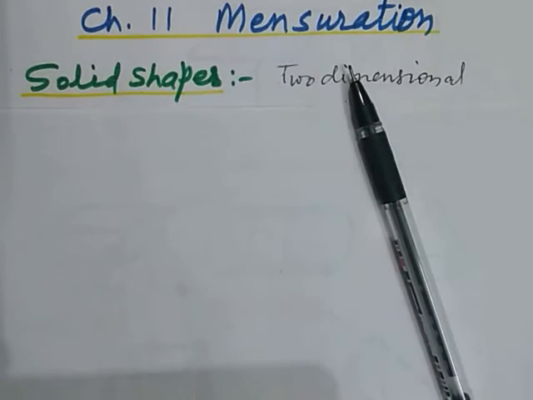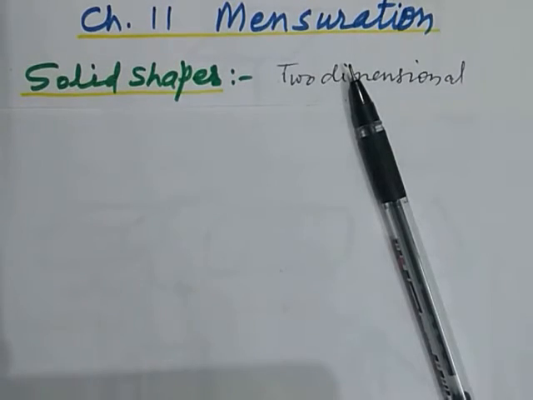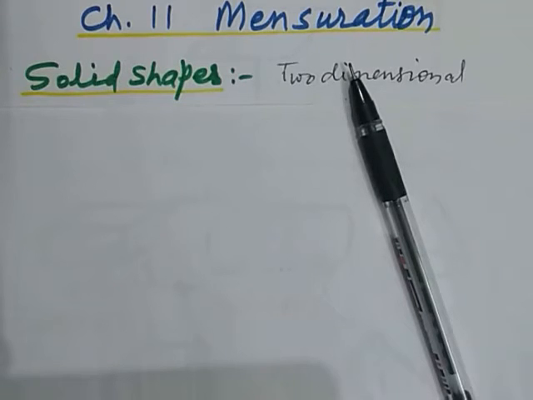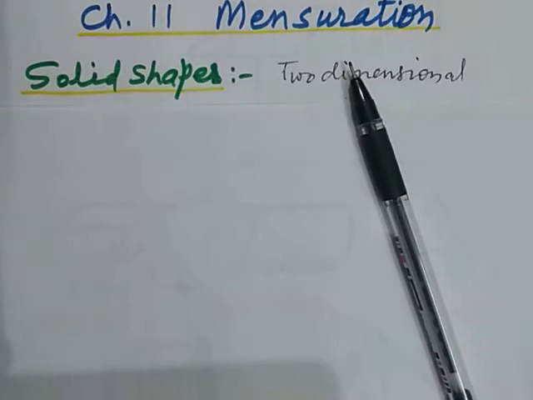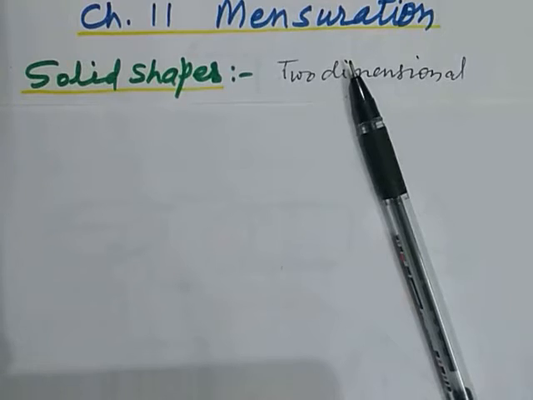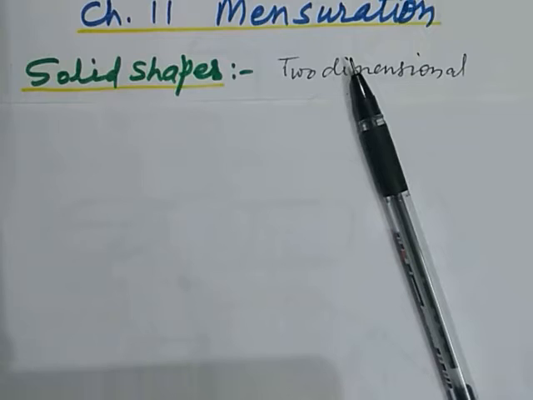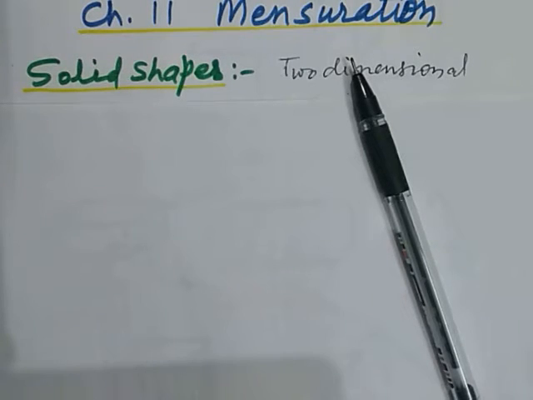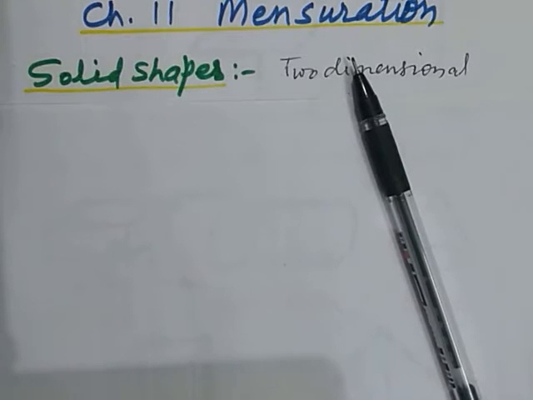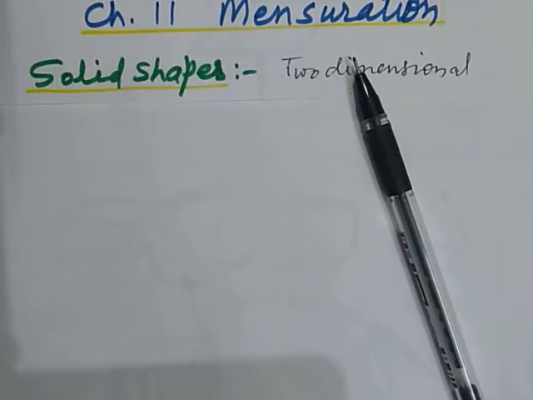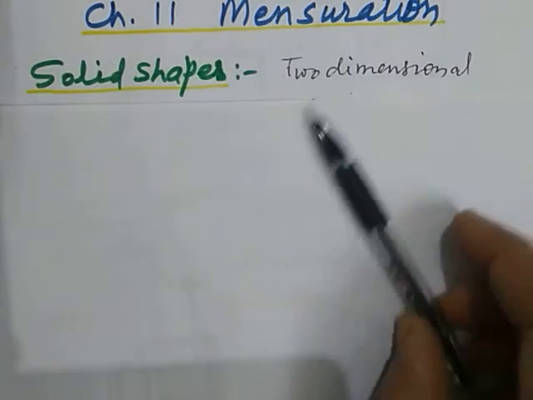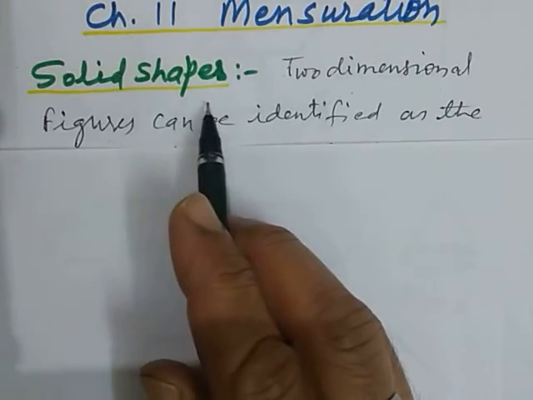Today we are continuing chapter 11, mensuration. In this we learn about the solid shapes and their surface area. So first we learn about the solid shapes, how the solid shapes form.